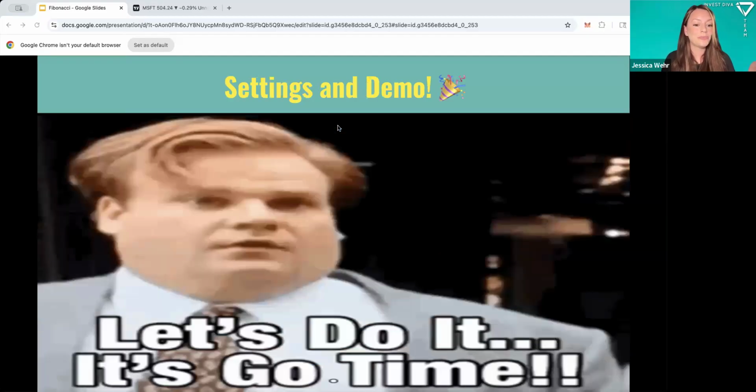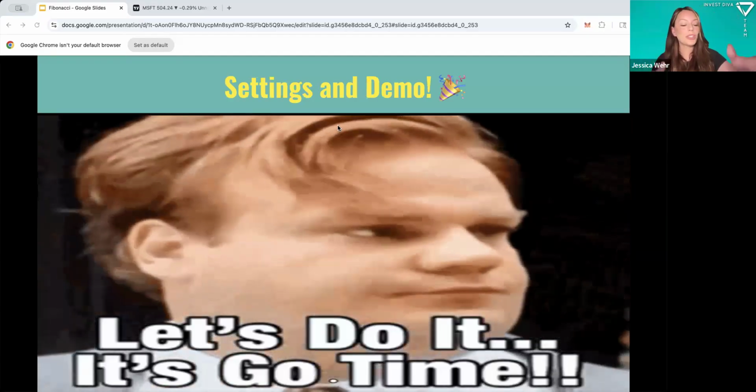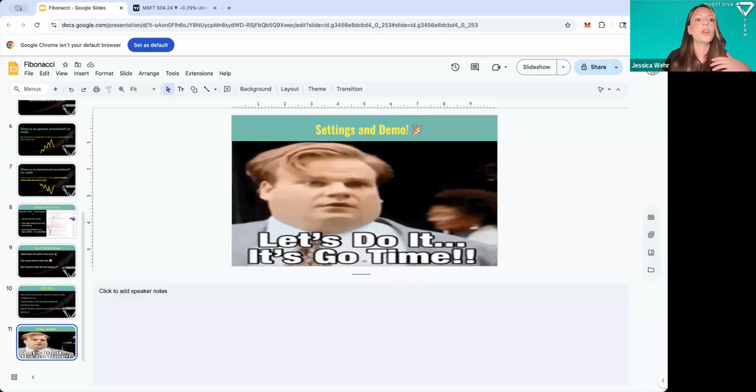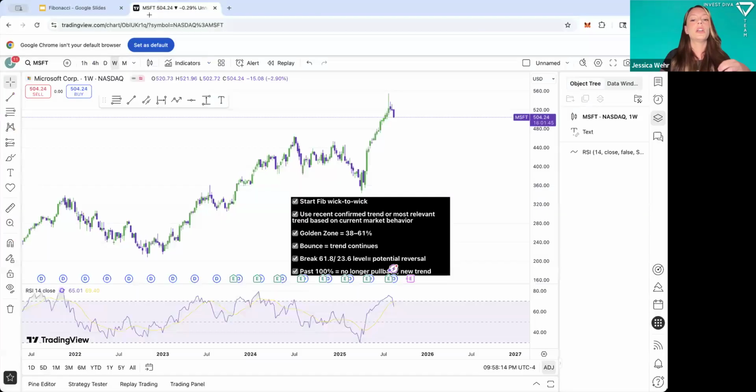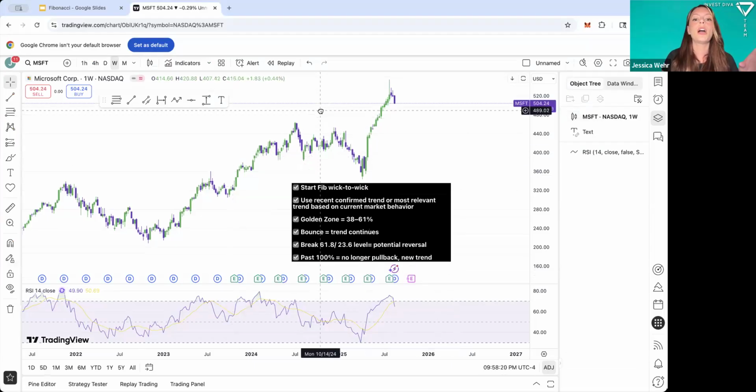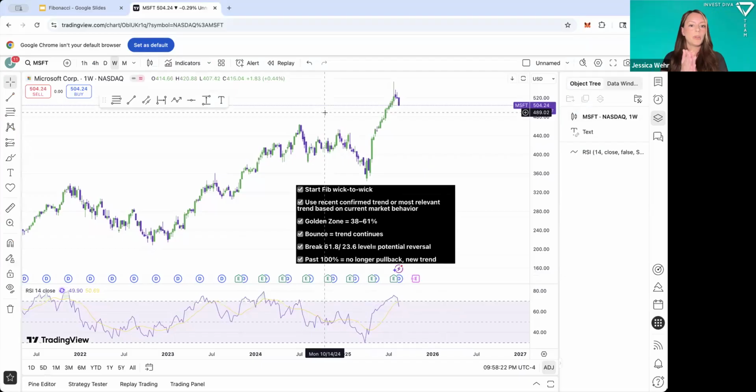Let's do it, y'all. All right, so we're going to demonstrate this on the chart. I'm also going to really quickly go over settings, which is super fun. So what are we thinking about here with Fibonacci? Number one, super important, the trend.